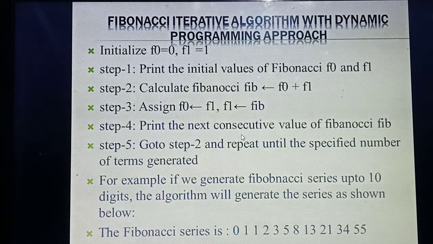Understood? So in this example they are going to create 10 digits. In the last example you studied 8 digits, but here they are going to generate how many? 10 digits. See this example, what's the initial value? 0 and 1. So 0 plus 1, what's the value? 1. 1 plus 2, 3. Then 3 plus 5, 8. Then 8 plus 5, 13. 13 plus 8, 21. 21 plus 13, 34. Then 34 plus 21, you will get 55. So total how many values are there? 10 values.